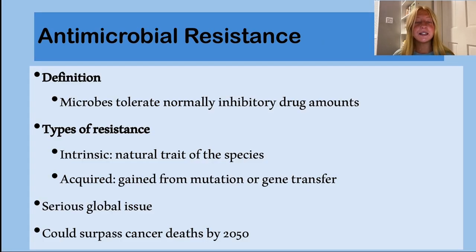Antimicrobial resistance. This means that the microbes can survive doses of a drug that would usually kill it or stop it from growing. So some microbes are naturally resistant, like they're able to produce the antibiotic themselves, but there's also acquired resistance, and this is where bacteria that were once easy to treat suddenly stop responding to the drugs. And this is a growing issue because over time they're becoming more and more resistant and predicted to cause more deaths than cancer in about 30 years.